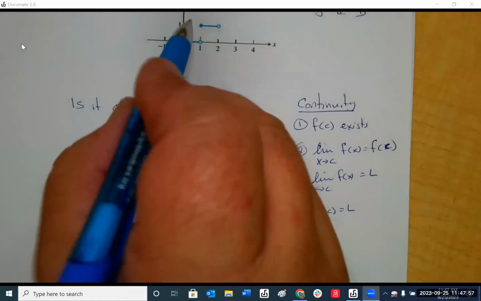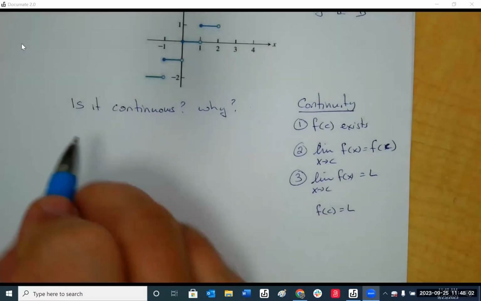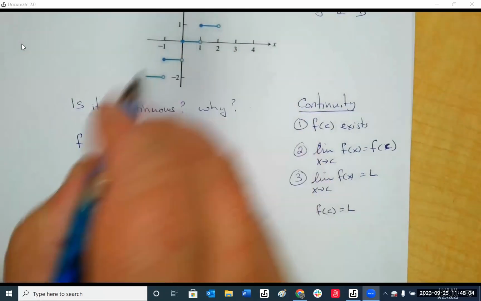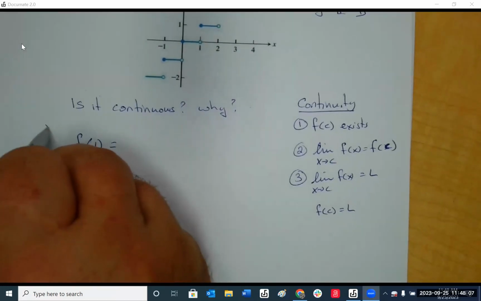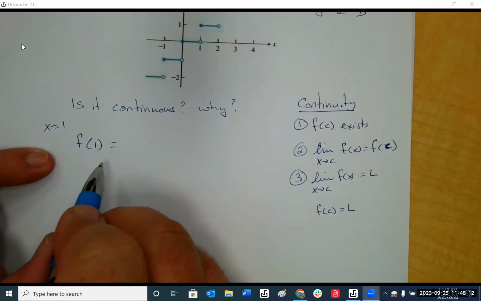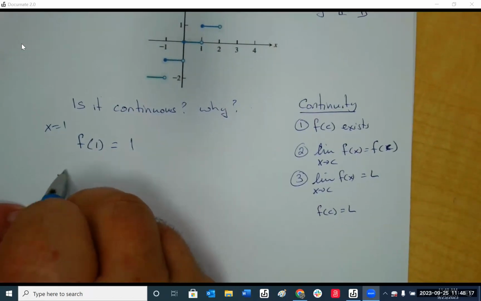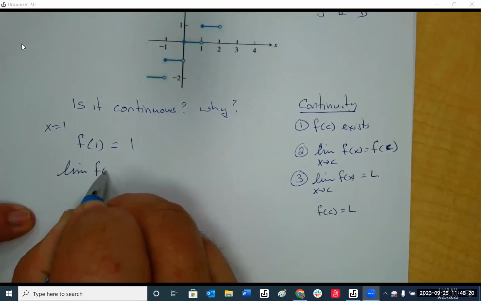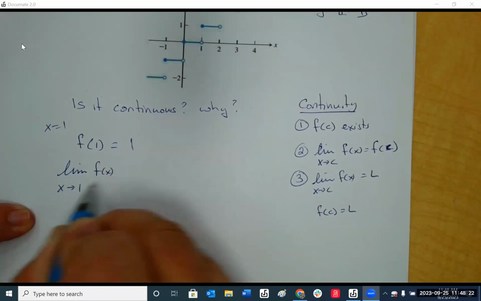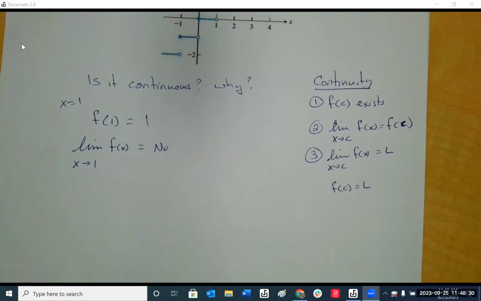Well, let's see. Let's look at any of the integer points. Let's try one if we see that one better. At x equals 1. When x equals 1, does f of 1 exist? It equals 1. Does the limit of f of x as x approaches 1 exist? No. Why doesn't it? Because in order to exist, it has to approach from both sides.